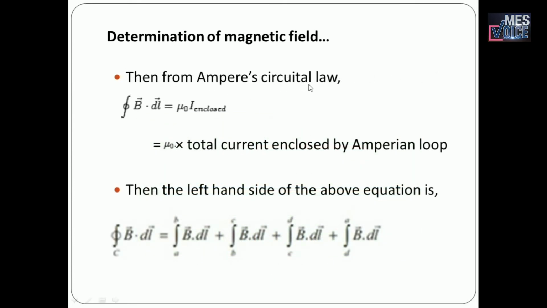Then from Ampere's circuital law, we have closed integral B dot dl is equal to mu0 into I enclosed, that is mu0 into the total current enclosed by the Amperian loop. Then the left hand side of the above equation is closed integral B dot dl is equal to integral A to B B dot dl plus integral B to C B dot dl plus integral C to D B dot dl plus integral D to A B dot dl, since we are using a rectangular loop ABCD.